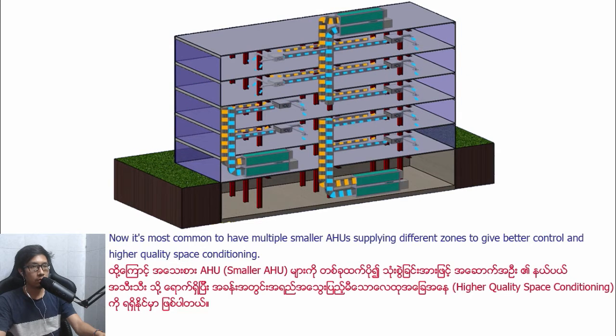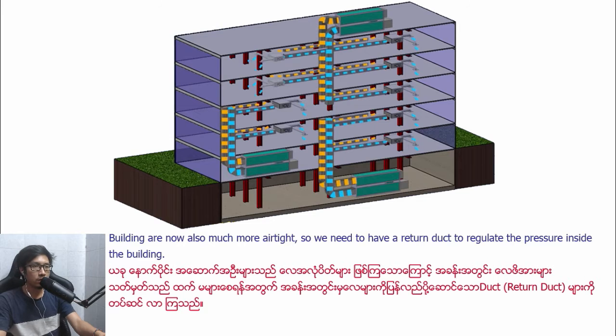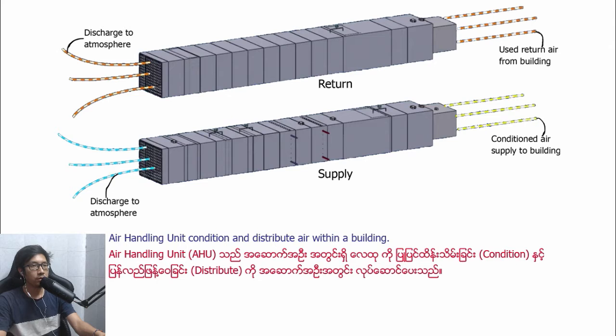Now it's most common to have multiple smaller AHUs supplying different zones to give better control and higher quality space conditioning. Buildings are now also much more airtight, so we need to have a return air fan to regulate the pressure inside the building. Air handling units condition and distribute air within a building.